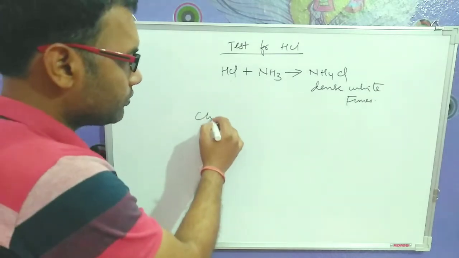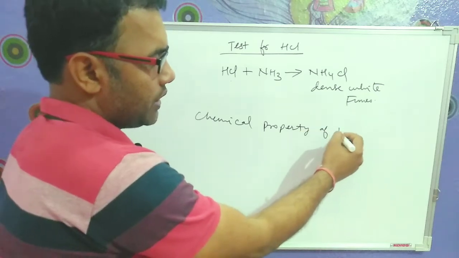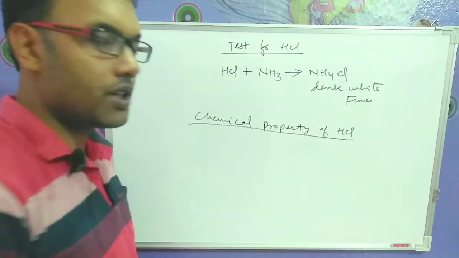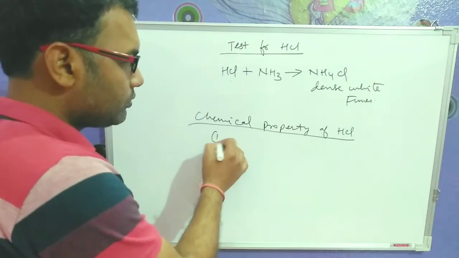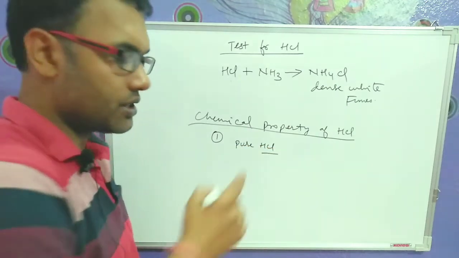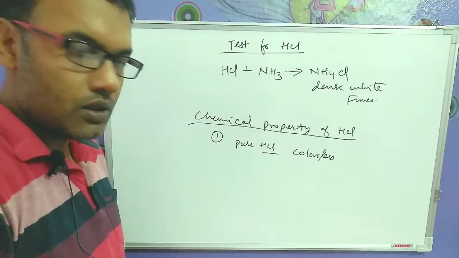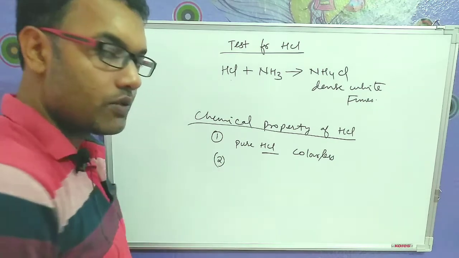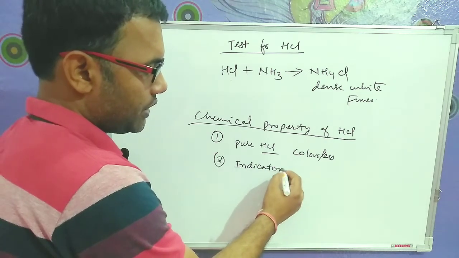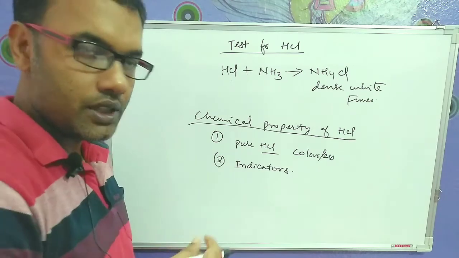Next, coming to the chemical properties of HCl. Students, we have already studied the physical properties, and now we will study the chemical properties of HCl. First thing, if we are talking about pure HCl, we all know pure HCl is a colorless solution. The second property we have to know is that if we take some indicators, then there will be some characteristic change. One by one we'll be seeing this.